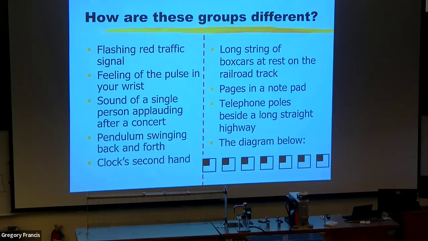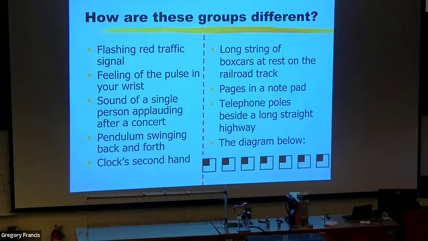What about on the right? Anyone? Separated in the same distance interval. Okay, perfect. So on the left, we have a repetition in time, and on the right, we have a repetition in distance. If we think of telephone poles beside a long straight highway, they're separated by the same number of meters as you go down that highway.